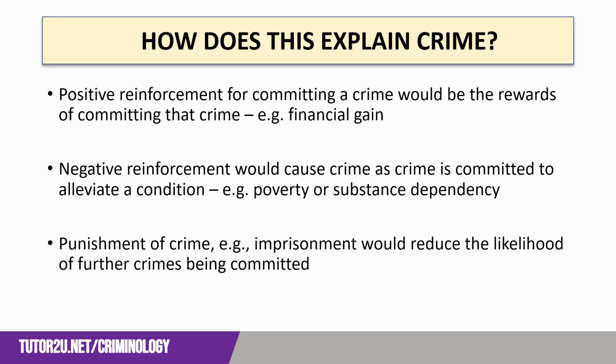Applied to human behaviour, the positive reinforcement for committing a criminal activity would be the financial gain of the crime or the status received from others. Negative reinforcement would be committing a crime to prevent a situation from getting worse or to alleviate a condition an individual was in. For example, stealing to feed a family in poverty or stealing to feed an addiction to drugs or alcohol. The impact of punishment, for example imprisonment, should in theory reduce the likelihood of crime being repeated.